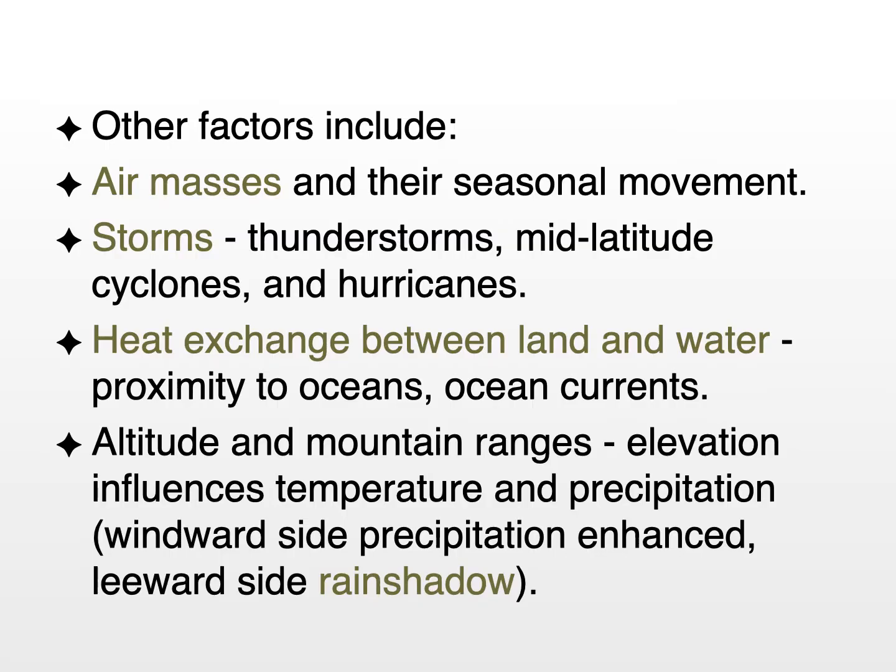So some other factors that influence the climate of a location: seasonal air masses, the types of air masses that may move into an area. For example, here in Kelowna, if you take a look out today, you'll see that the mid-latitude cyclone is here. We've got moist maritime polar air moving in, cooler temperatures, a lot of precipitation, cloud cover.